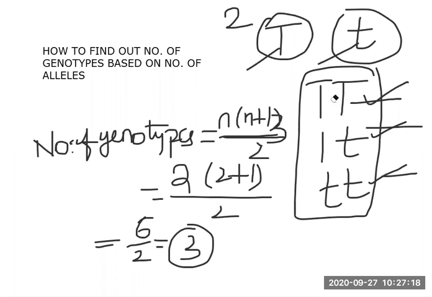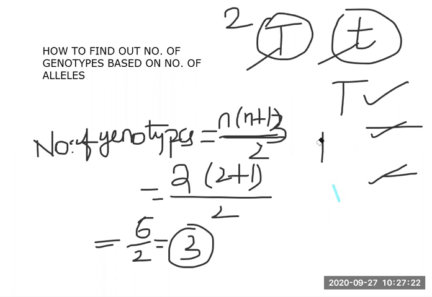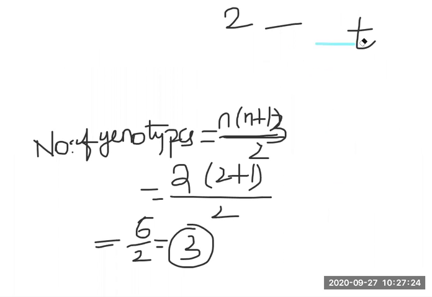First of all, let me erase this. Now, let's go with the number of genotypes. In case of blood groups, how many alleles are present? There are 3 alleles present. In case of blood group, the number of alleles is 3. What are the 3 alleles? A, B, and O.